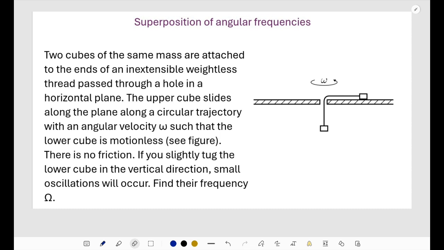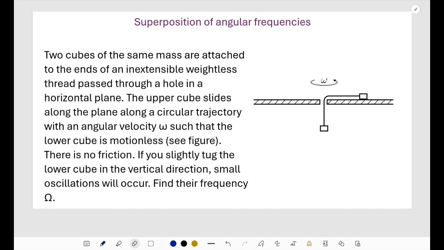This hole in a horizontal table creates many problems, I know. This is going to be a difficult problem to solve. Even if you can solve it, it is still hard to get the accurate solution.